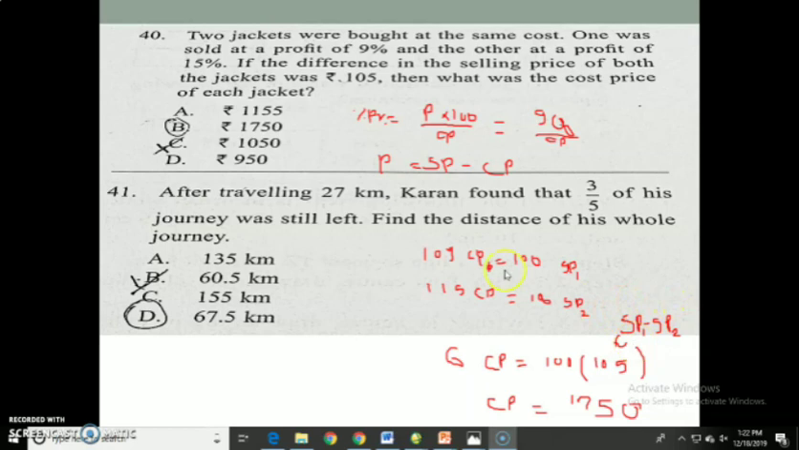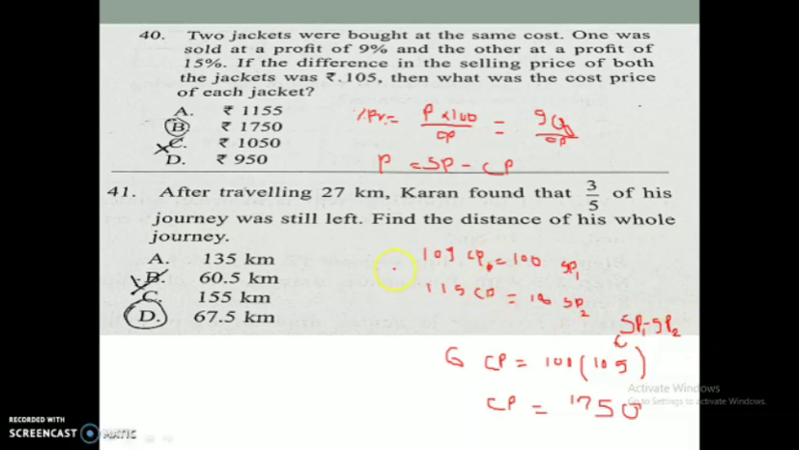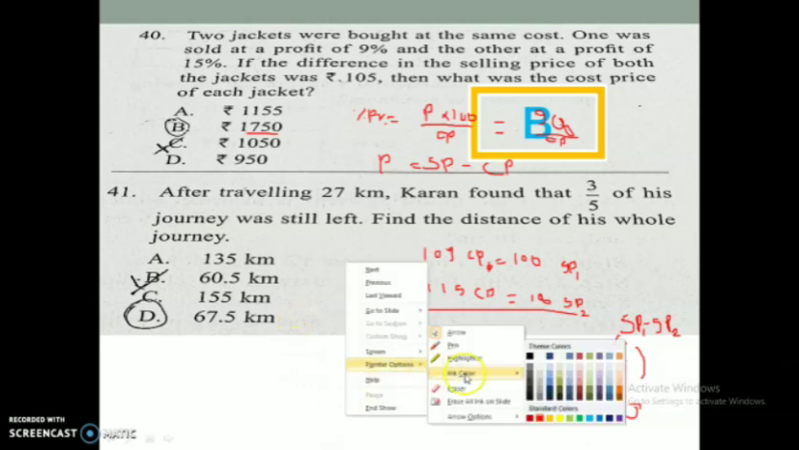Subtract these two equations, as you know, Sp1 minus Sp2. So 109 and 115, you are taking the positive difference as the cost values are always positive. So 115 minus 109, you are getting 6 Cp, cost price, equal to 108 into 105, as the difference of Sp1 minus Sp2. So Cp is equal to 1750. So the answer option B is the correct answer.